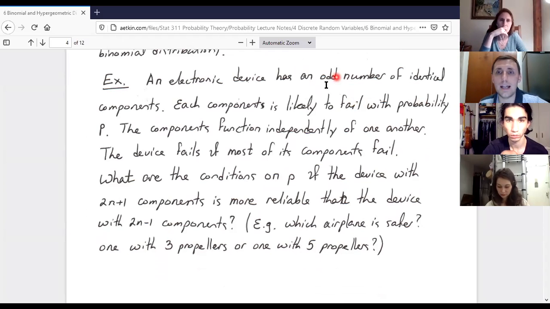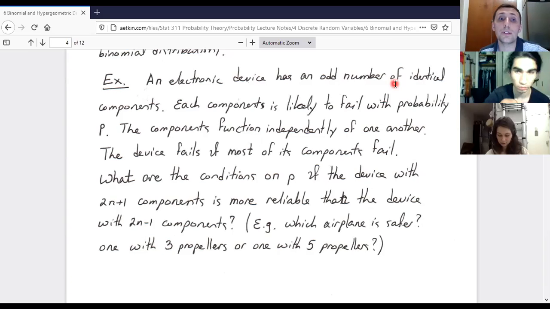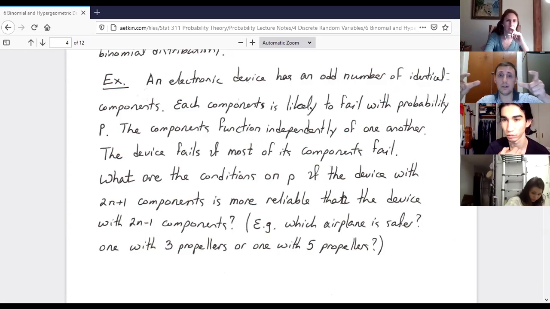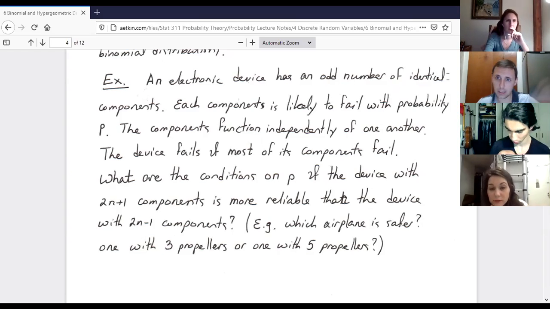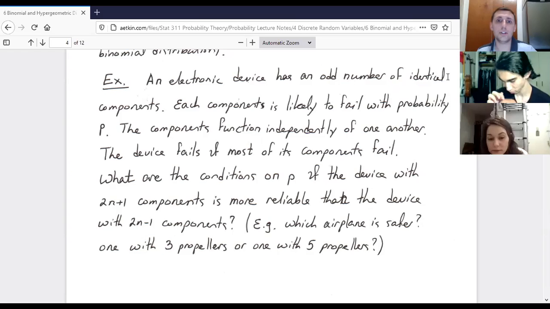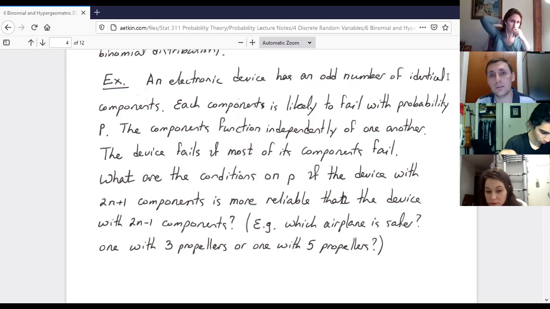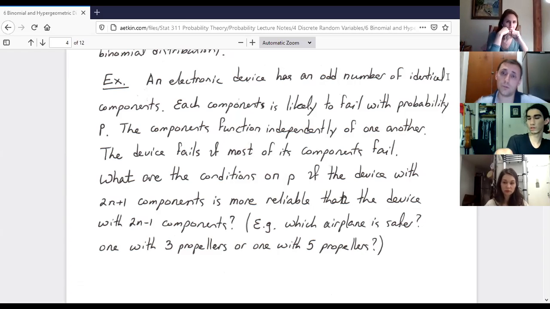An electronic device has an odd number of identical components. You might imagine an airplane having 2 engines or 3 engines or 5 engines. You understand that type of thing, right? So it has more components. Each component is likely to fail with probability p. The components function independently of one another. The device fails if most of its components fail. All right, so it will still work until most of the components fail. So if you have a device that has 3 components, it needs 2 components to fail to no longer function. If you have 5 components, it needs 3 components to fail to no longer function.